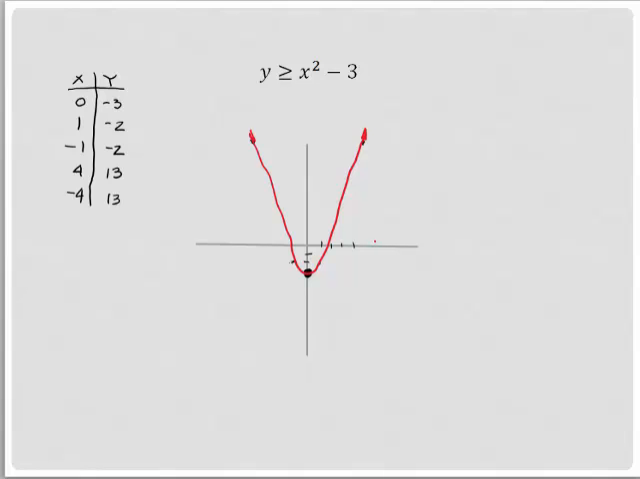Now, luckily, I have a solid line because I have an equals, even though I didn't check that before. Okay, the question is it the inside of this parabola or the outside of this parabola? Here's my favorite point, 0, 0. 0 squared is 0, minus 3, that's a -3. Is 0 greater than -3? Yes, it is. Therefore, everything inside here are the correct answers for this equation.